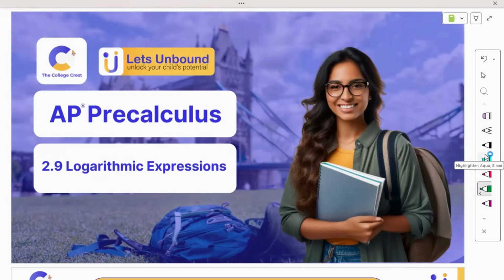Pay attention, watch the video from the beginning till the end, and be ready with pen and paper. If you have a scientific calculator, be ready with that, or you can use the desk mouse also. So let's get into that.